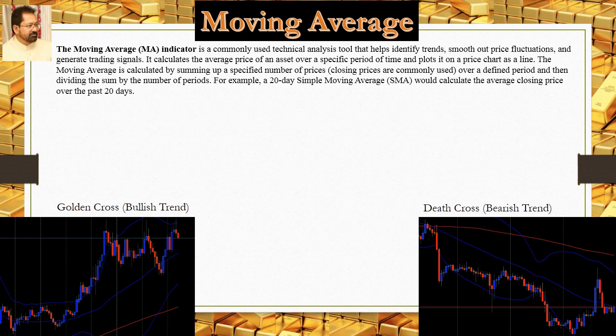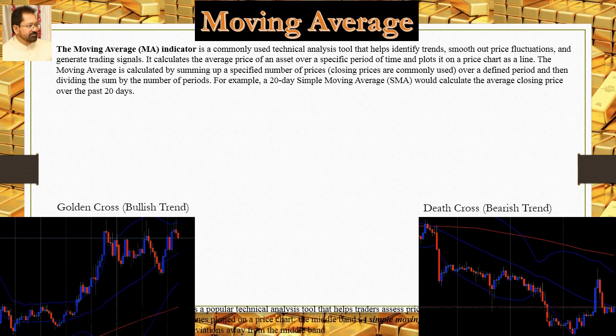The moving average indicator is a commonly used technical analysis tool that helps identify trends, smooth out price fluctuations, and generate trading signals. It calculates the average price of an asset over a specific period of time and plots it on a price chart as a line.